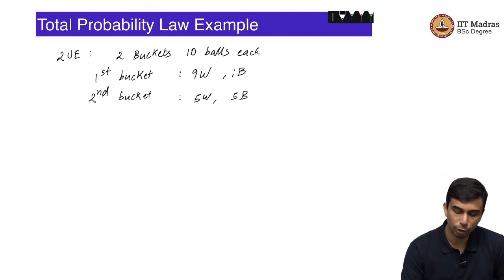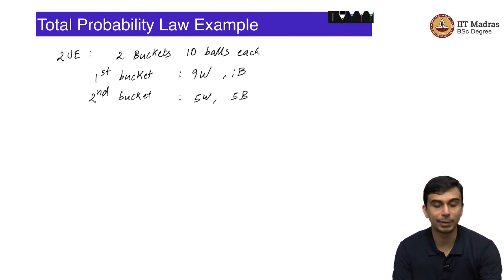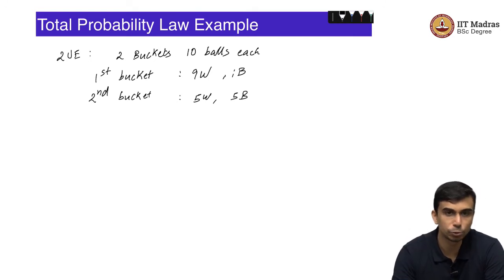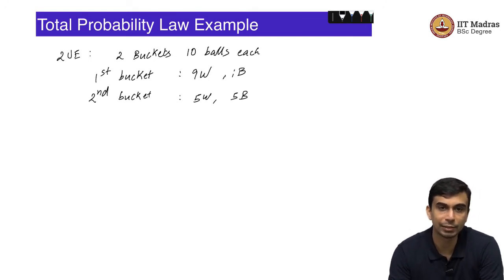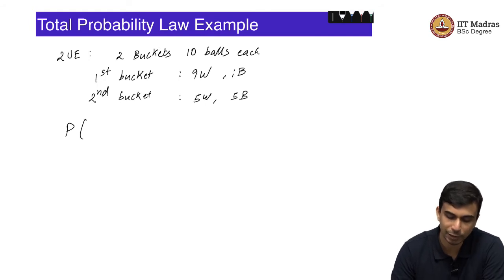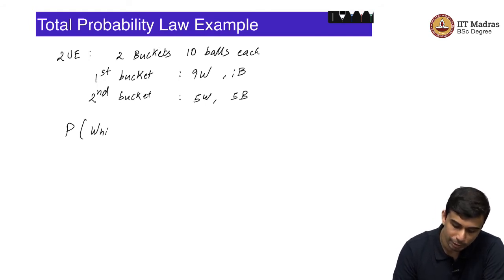So now let us say this is the experiment that happens. You first choose a bucket at random, either first bucket or second bucket, equally likely. You toss a coin, or let us not bring other randomness. You choose one of the buckets with equal probability, and then after that you pick a ball, right. So that is what happens, and you want to know what is the probability that a white ball is picked.